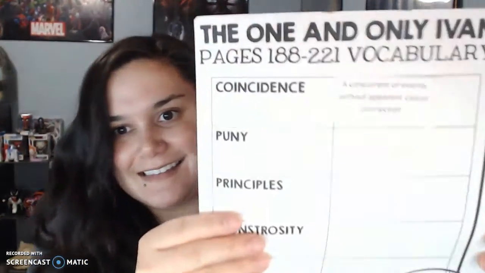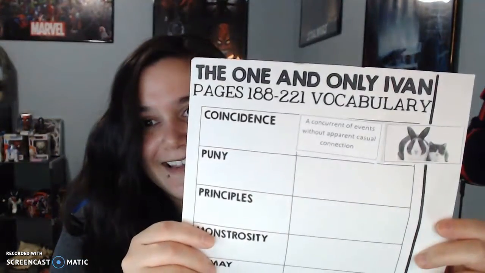So your paper should look just like this. All right, grab the picture of the cat and the rabbit and glue it next to the definition, because the rabbit and the cat look alike by coincidence. Your paper should look like this.